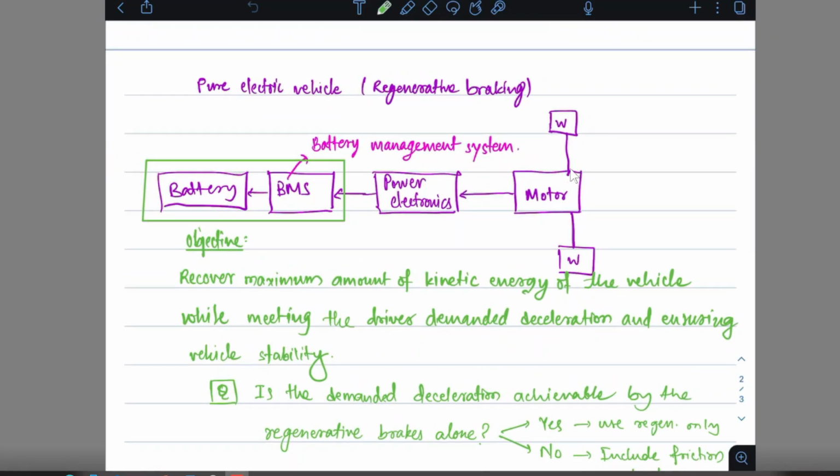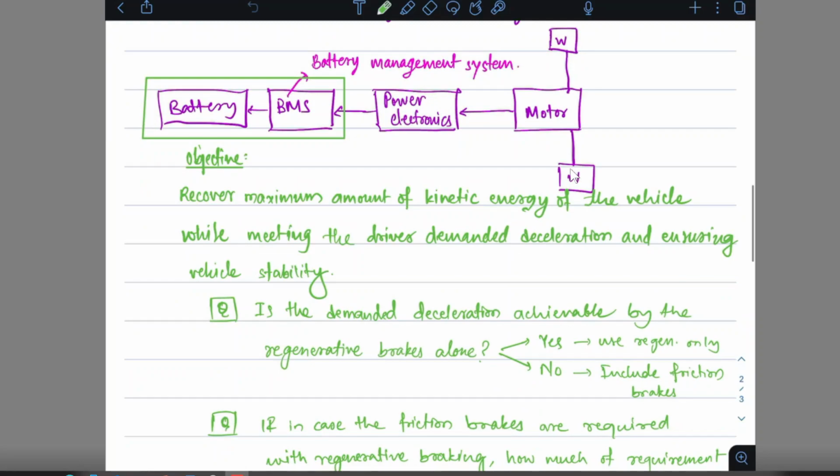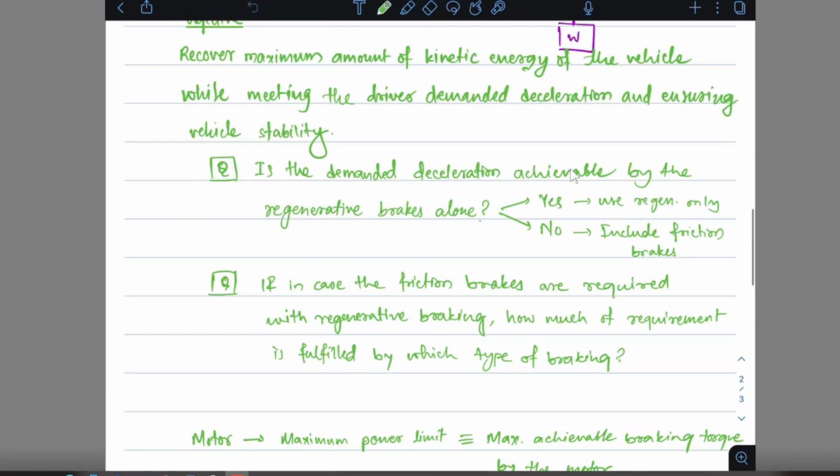Then we said that we have wheels, the motor, the power electronics, and the BMS plus the battery system in the case of a pure electric vehicle. Our objective is to recover the maximum amount of kinetic energy of the vehicle while meeting the driver-demanded deceleration and ensuring vehicle stability.